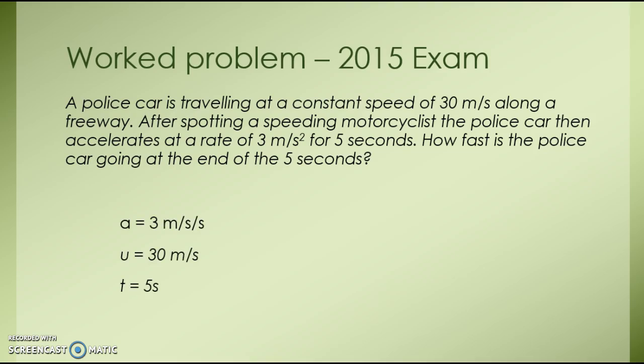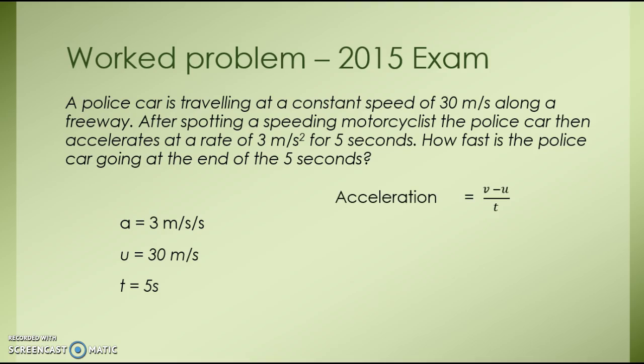So here it tells us clearly that the police car is accelerating at a rate of 3 meters per second squared, which is one of our ways of writing the units for this acceleration. So I'm going to write my a as 3 meters per second squared. We know that the police car is traveling at a constant speed of 30 meters per second to start with, and that after 5 seconds the acceleration is complete. So our time is 5 seconds and our u value is 30 meters per second.